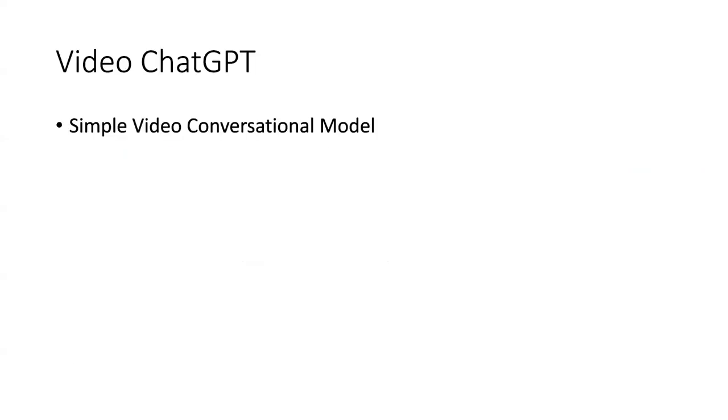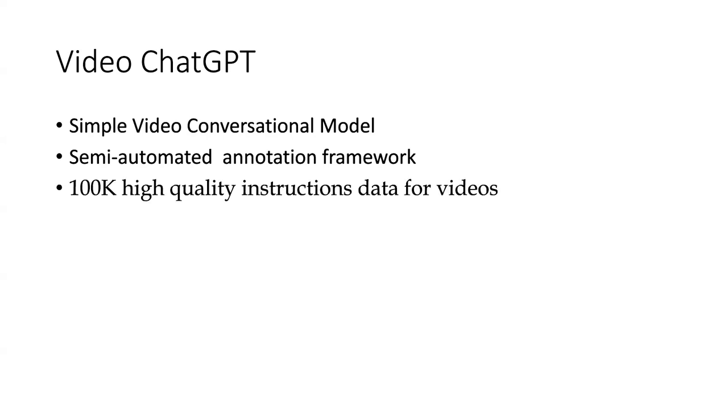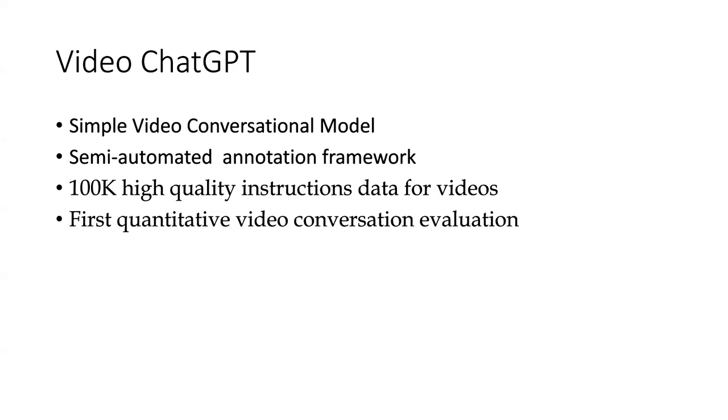So Video ChatGPT is a simple video conversation model. One of the first contributions is a semi-automated annotation framework to take the video frames and come up with annotation, and then leverage that to come up with the instruction tuning, and we'll discuss more detail. So what they did, they looked at the dataset of ActivityNet. They looked at 100,000 high quality instruction data for the videos, and they also propose the first quantitative video conversation evaluation. But that's becoming a big thing, that you can build the system, but how do we evaluate how good they are? Because it's a conversation, it's interaction with humans and so on. So especially when you have video, you have to look into other metrics.